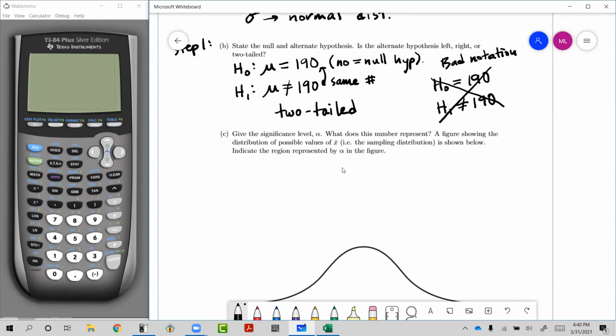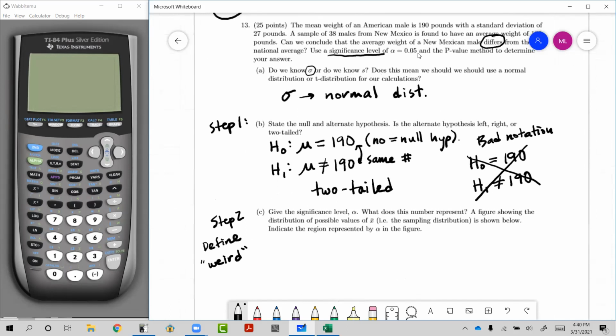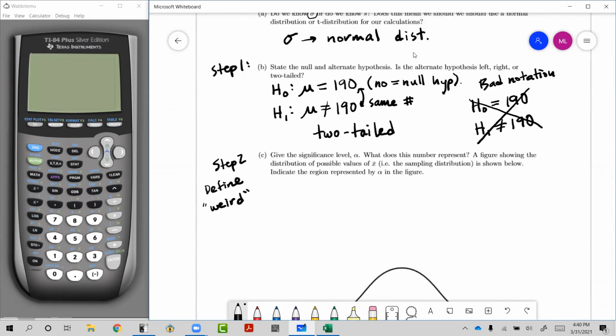Okay, so this was our step 1. Step 2, we need to give the significance level alpha. This corresponds to our normal step 2, where basically what we're trying to do is define what we're going to consider weird. And that's exactly what alpha tells us. When it asks what does this number represent, it's basically the probability that we're going to consider weird. And according to the phrasing up here, we're supposed to use alpha equals 0.05. So our significance level is alpha equals 0.05. This is the probability that we consider weird: how unlikely something has to be before we say, hey, that was weird that that happened?